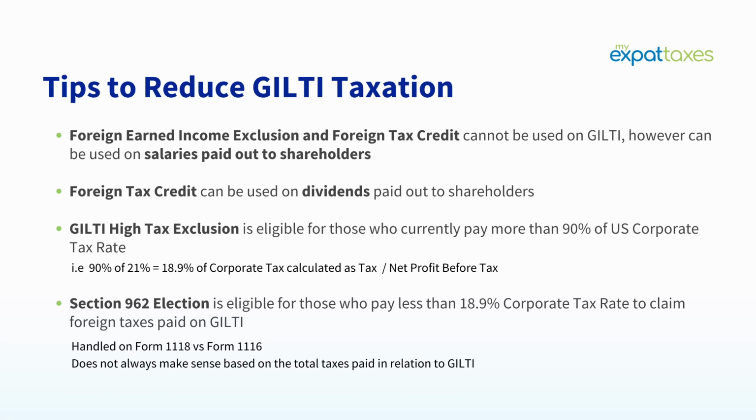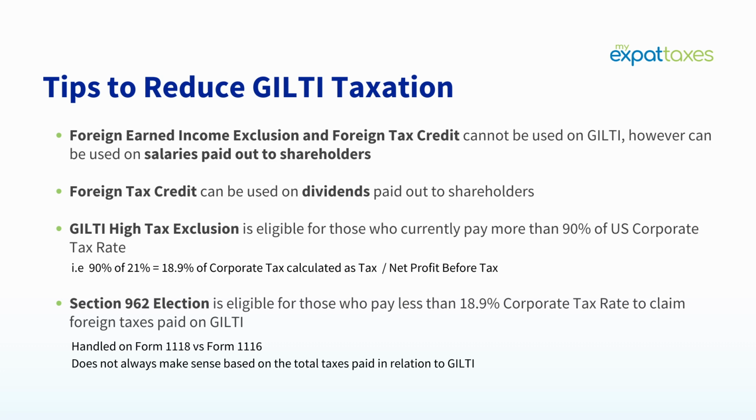Just keep in mind that obviously dividends come after net profit, so it's not going to really impact how your net profit and GILTI taxation works. As I mentioned already, GILTI high tax exclusion, if it works for you and you're eligible, is the way to go. This is just for people that pay more than 90% of the current US corporate tax rate. So 90% of 21% is how we get to the 18.9% figure.